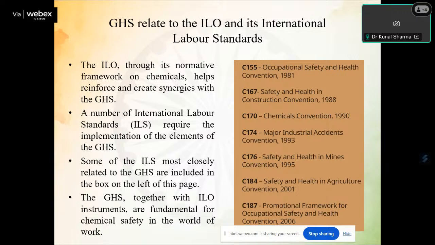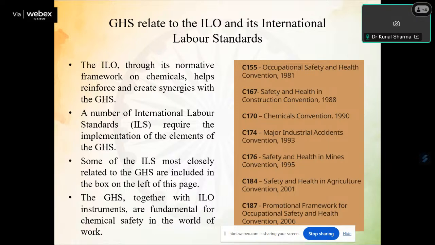A number of international standards require the implementation of the elements of the GHS. Therefore, it is very much related to the ILO also. Some of the international labor standards most closely related to the GHS are included in the box on the right of this page, wherein we have written that GHS together with ILO instruments are fundamental for chemical safety in the world of work. So you can see on the right-hand side, C155 talks about the Occupational Safety and Health Convention, 1981. All these are international labor standards which talk especially about chemical terms.